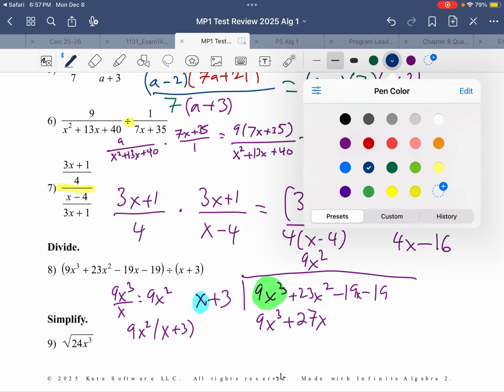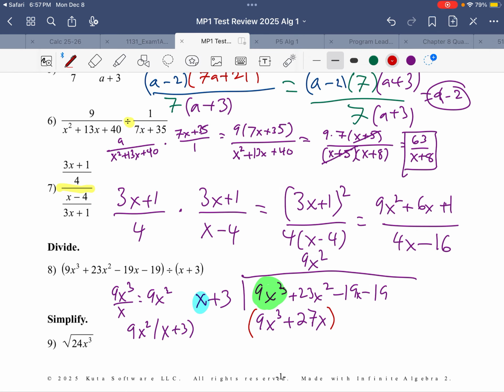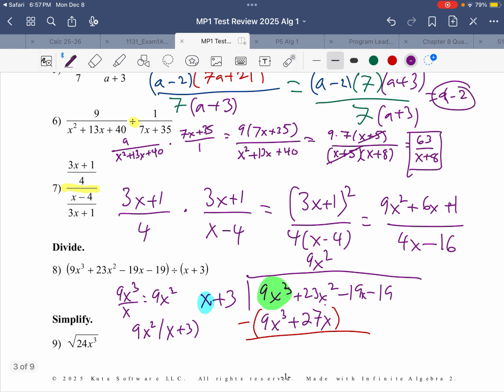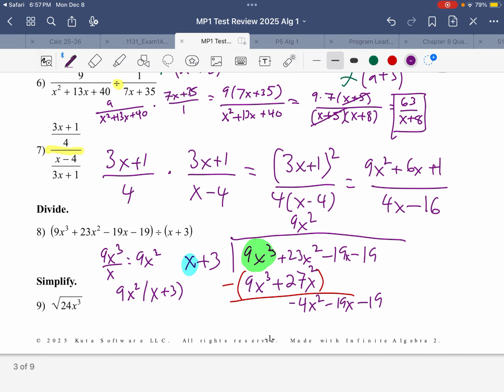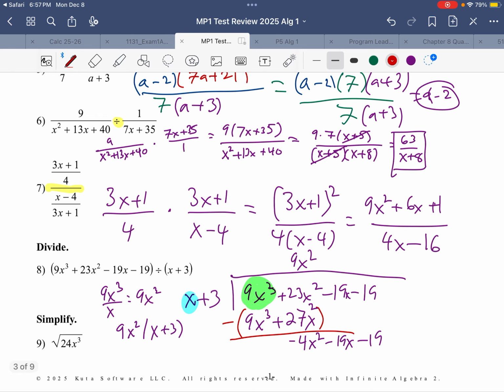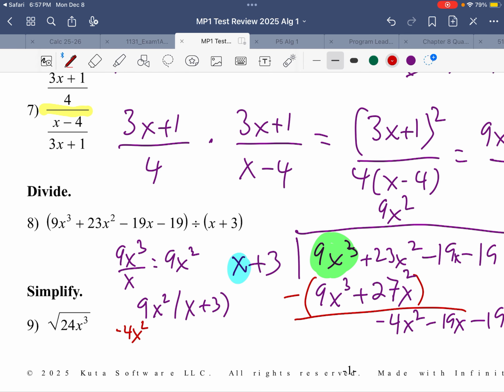An important thing to remember here is that we're going to divide, multiply, subtract. Now we're subtracting 9x cubed from 9x cubed, and this should be 27x squared. 23x squared, take away 27x squared. So I get negative 4x squared minus 19x minus 19. Just like last time, I'm going to take my value here, the negative 4x squared, divide it by x to get negative 4x.